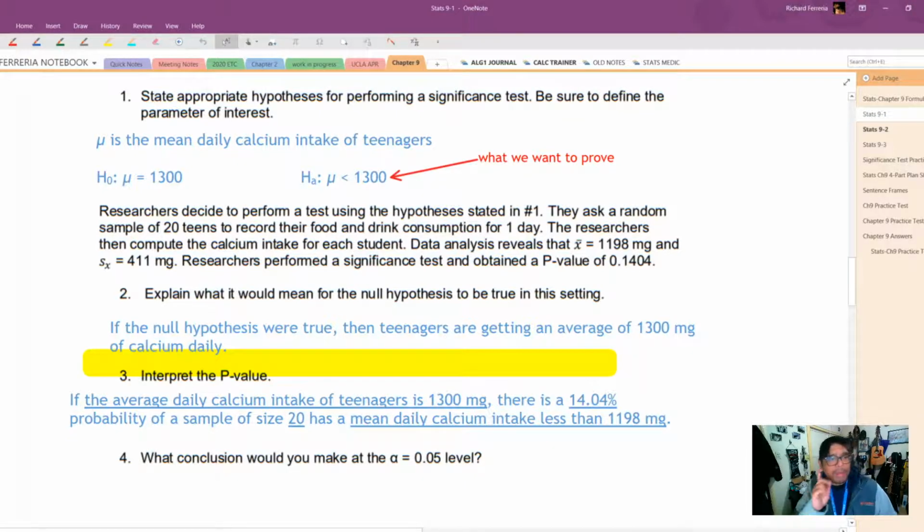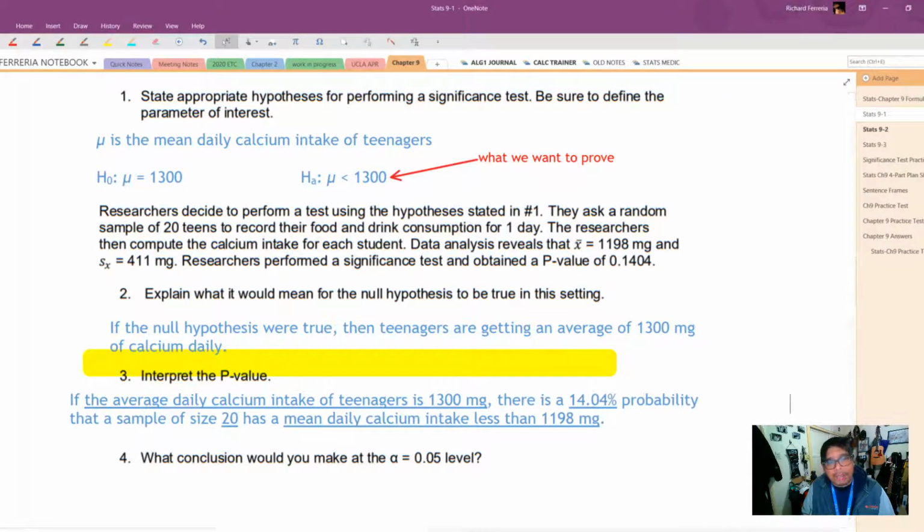Reading one more time, if the average daily calcium intake of teenagers is 1,300 milligrams, then there is a 14.04% probability of a sample of 20 has a... No, that doesn't read as well. So there is a 14.04% probability that a sample of 20 has a mean calcium intake less than 1198. Okay, so that sounds pretty good. Let's go ahead and move ourselves on.